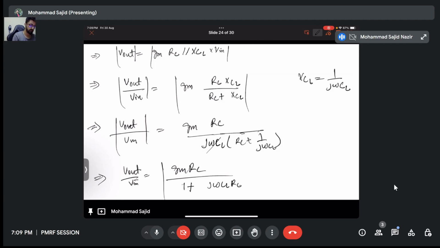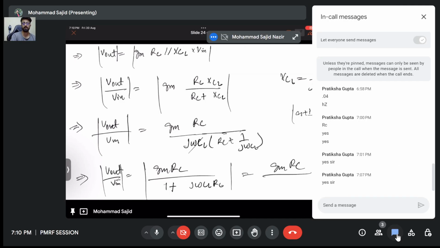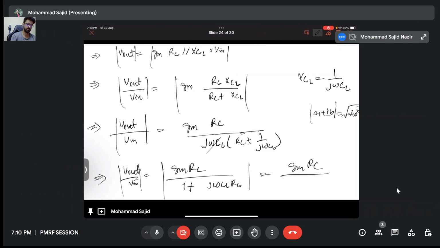Now, if I take the magnitude of it, it will be gm RC divided by, you know what is the magnitude of A plus jB? A square plus B square, square root, right? Similarly, it will be under root of 1 square plus omega RC CL whole square. So this will be the magnitude.